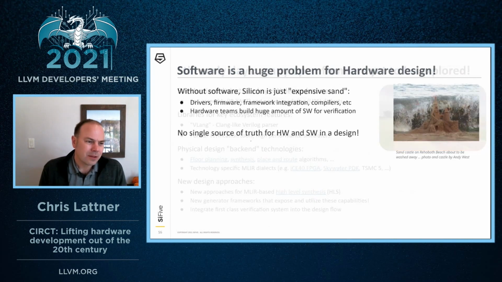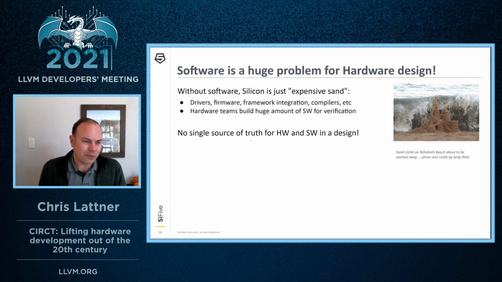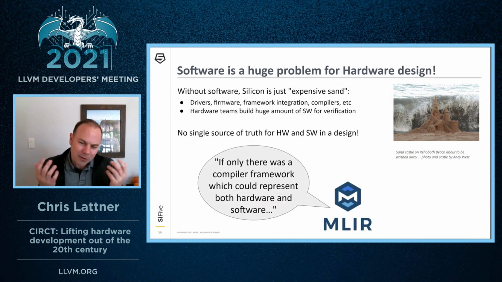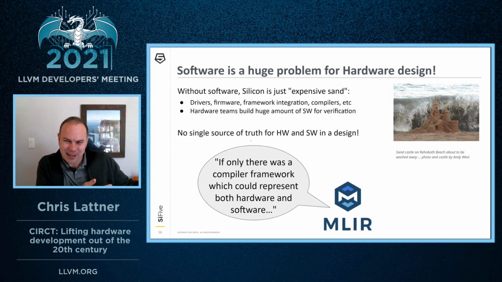So one of the things that I'll leave you with is that, it turns out that software is a really big and important problem for hardware design, and you can't have one without the other. And the problem is that nothing has ever been able to handle both hardware and software. But wouldn't it be great if there was a compiler framework that also understood this whole software thing? And if you bring these two things together, don't you think interesting things could happen?